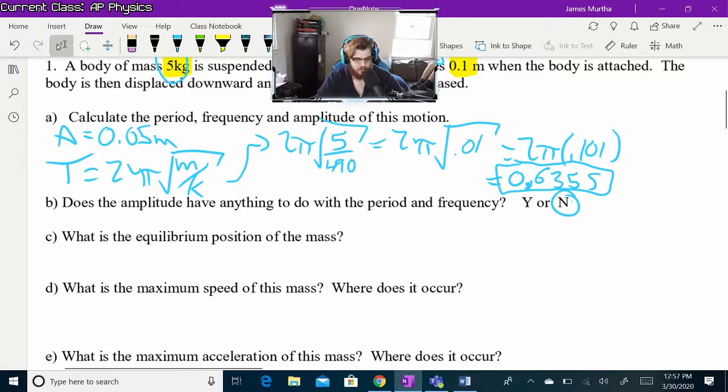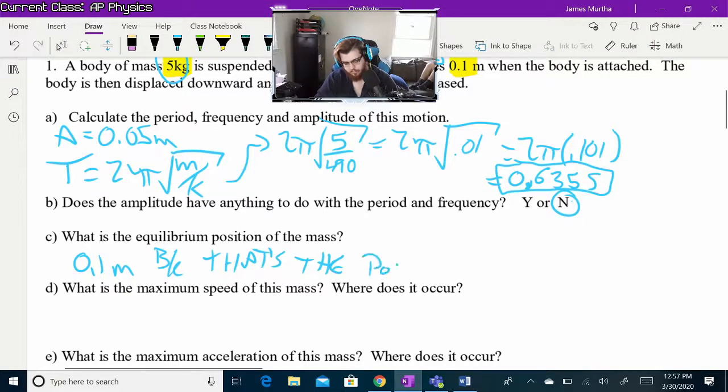Now, the next question is, what's the equilibrium position for this mass? Now, the equilibrium position for this mass ends up being 0.1 meters. And that's just because that's the position that it stretches at rest.